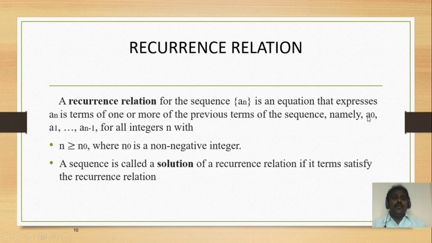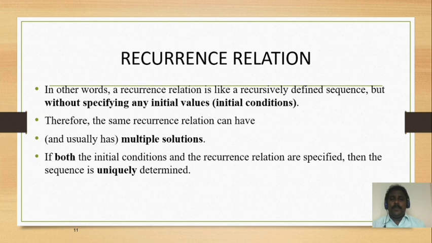Namely, a0, a1, a2, and so on up to an minus 1, that is, the terms before an, for all integers n greater than or equal to n0. Here n0 is a non-negative integer. If it is a negative integer, then a recurrence relation will not form. A sequence is called a solution of a recurrence relation if its terms satisfy the recurrence relation. So this is about the recurrence relation.